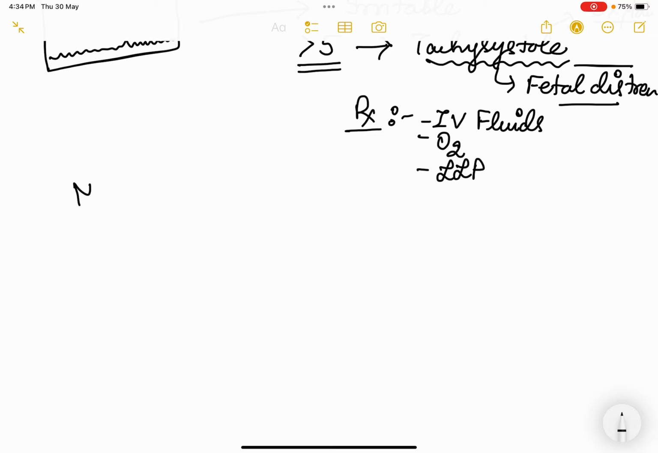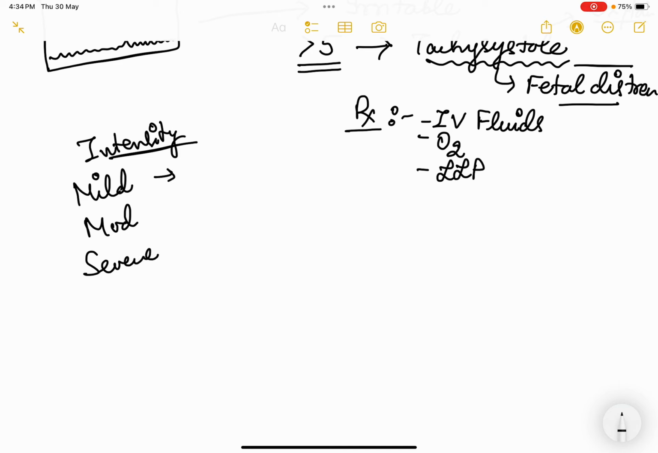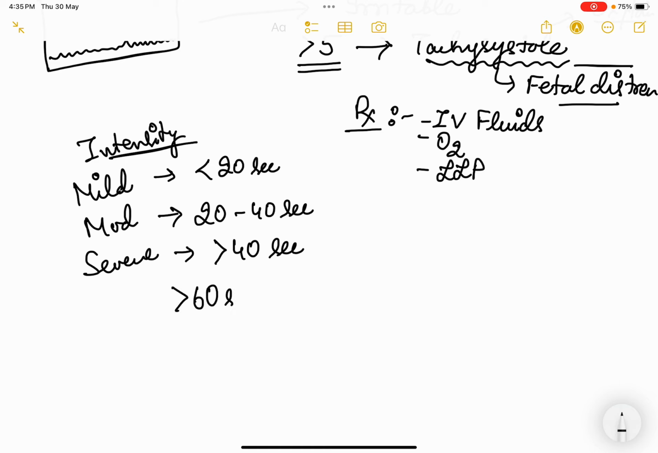At the same time, I would also like to say that based on the intensity of contraction, contractions can be mild, moderate or severe. When do you say mild contraction? When one contraction is lasting for less than 20 seconds, then it is called mild contraction. When each contraction is lasting for 20 to 40 seconds, it is moderate contraction. Whereas if it is more than 60 seconds, it is called severe contraction. However, if one contraction is more than 60 seconds, that is more than 1 minute, then it is called hyperstimulation.